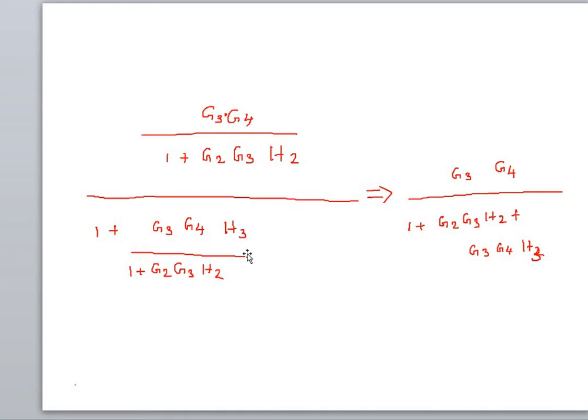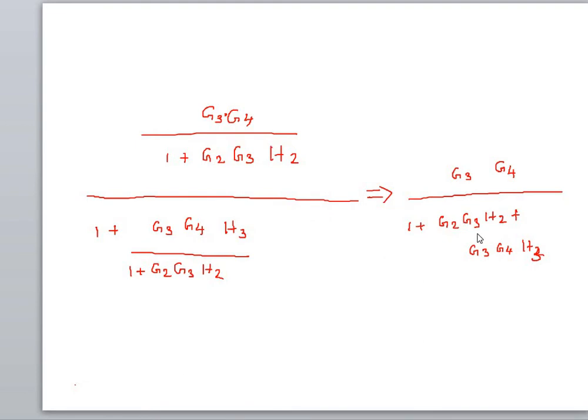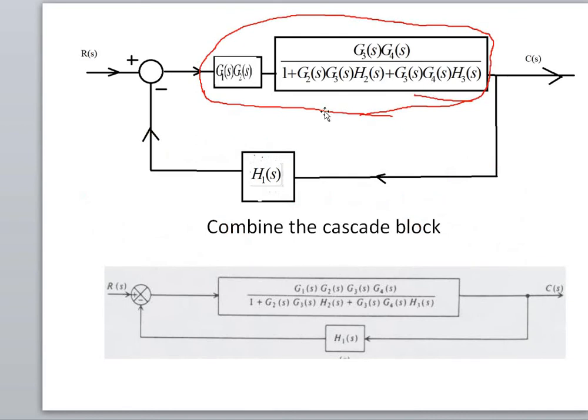So on reducing this, we will get an equation like this, that is g3 g4 divided by 1 plus g2 g3 h2 plus g3 g4 h3. So we can replace this feedback loop by using a block with this transfer function. That is the next step. If we replace that feedback loop with this transfer function, our block diagram will be reduced like this.